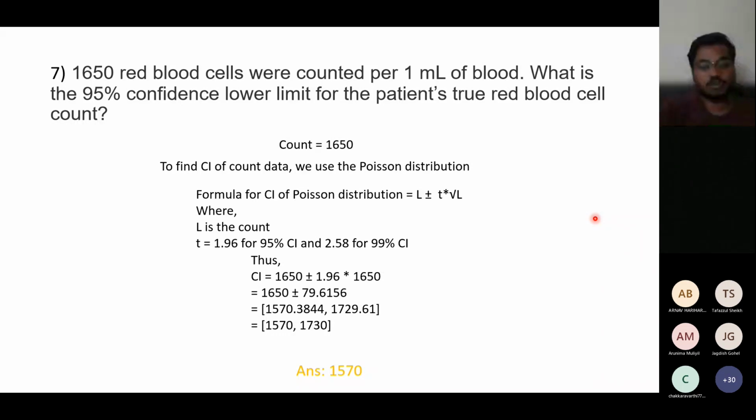Is that clear for everyone? Sir, this 1.96 multiplied by 1650 that you did, what is this, sir? So to calculate the CI, confidence interval, we have a formula, that is count plus minus T into root over of L. So I just put that formula, and here there's a typo. There should be a root over here. So this is root over of 1650.